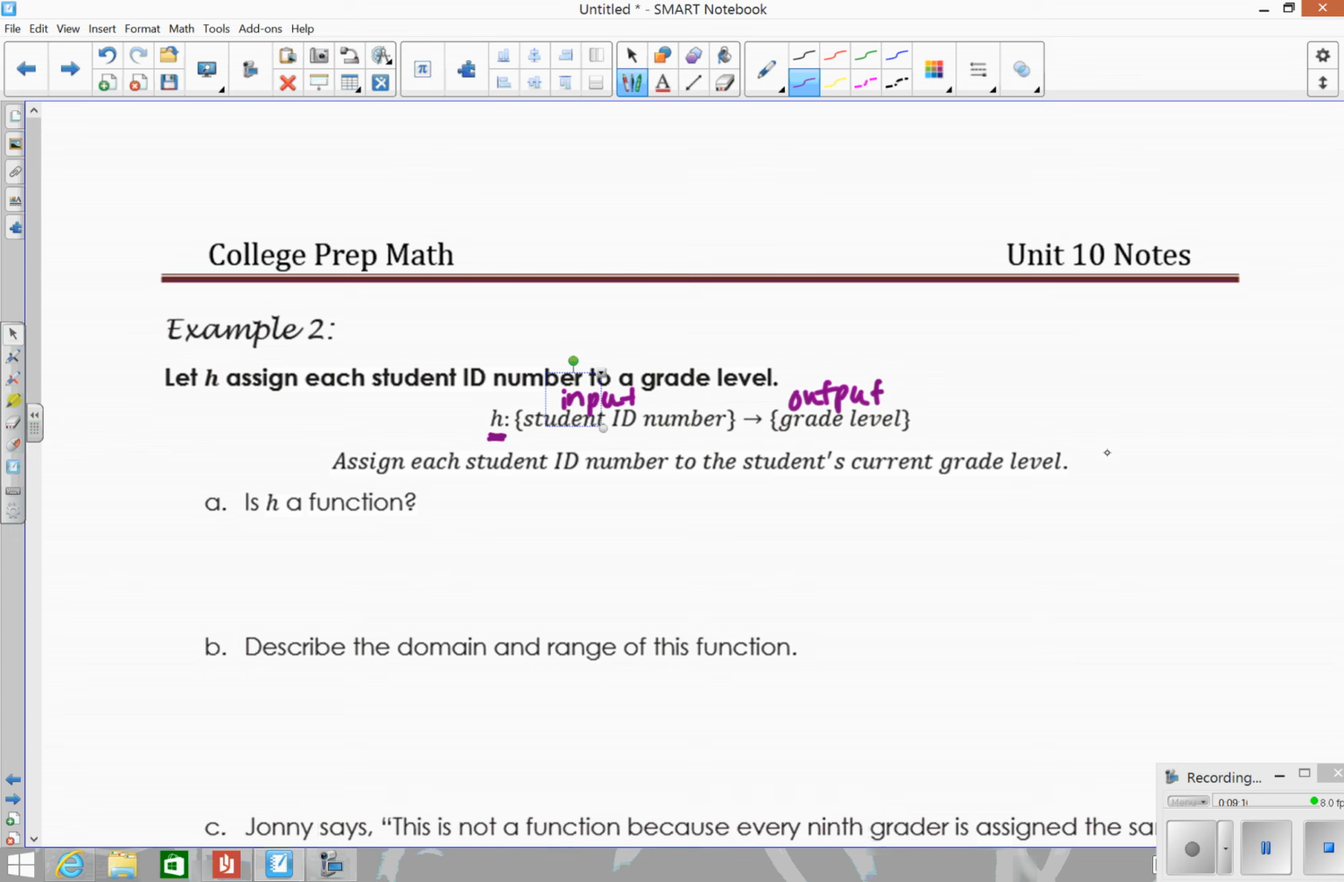And here's the rule you have to follow: you're going to take each input, which is the ID number, and assign that ID number to the student's current grade level. So it's going from ID numbers to grade level. If you think about it, the student ID numbers are really representing the students, so you're assigning each student to a grade level. Let's look at a mapping here. We have, let's say, ID number 1, ID number 2, ID number 3, and ID number 4.